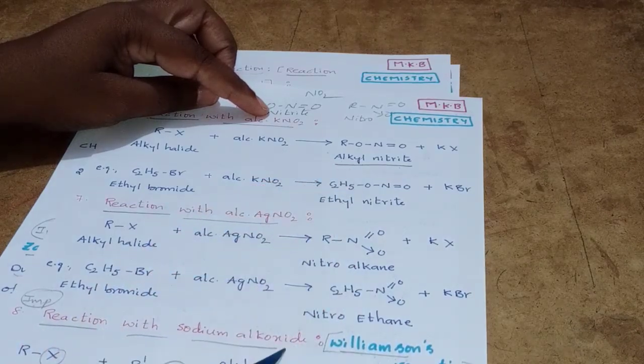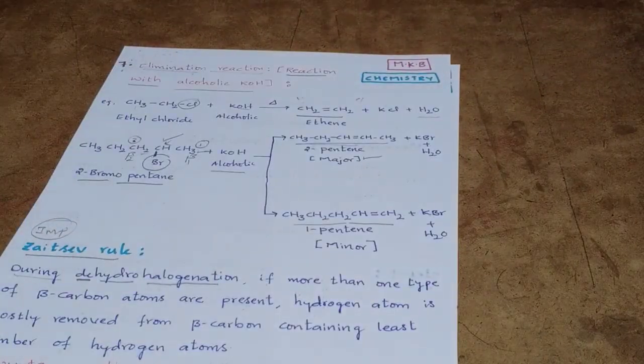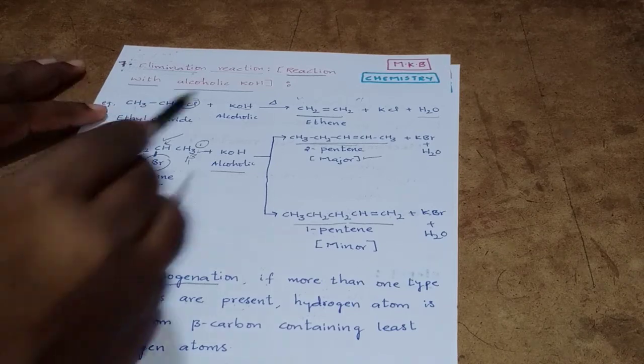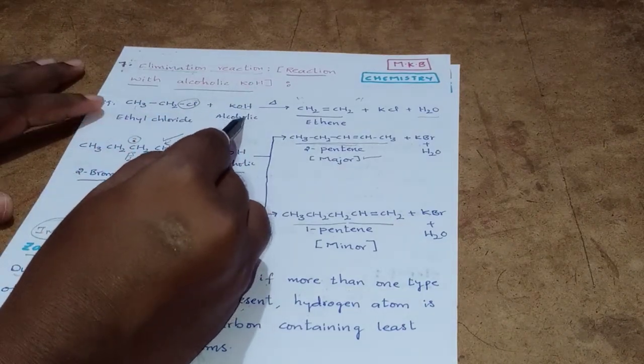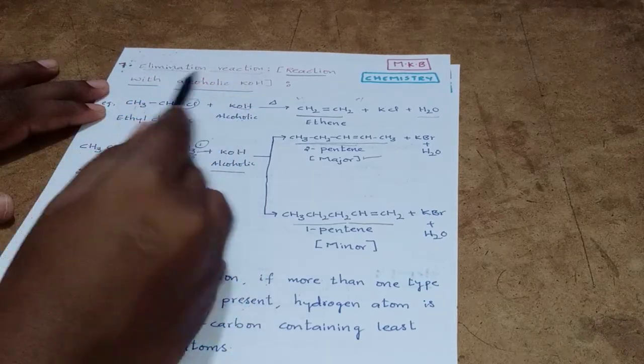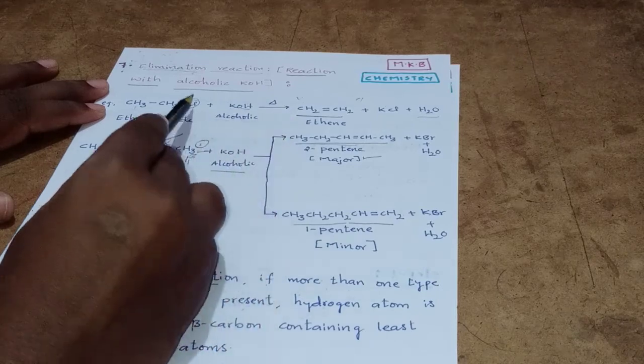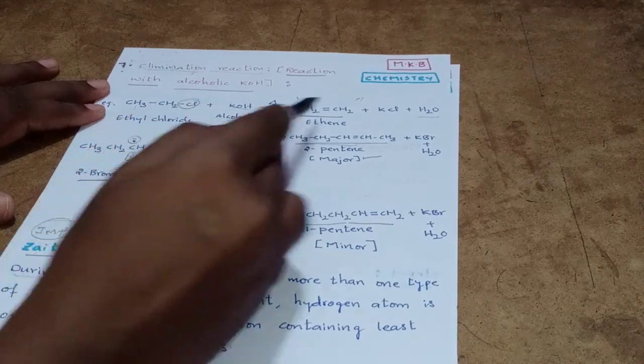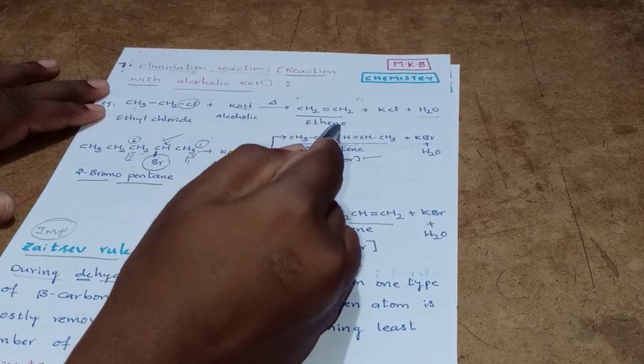With sodium alkoxide, the name of the reaction is Williamson's ether synthesis, or Williamson's reaction, where alkyl halide is treated with sodium alkoxide to give the ether. Then elimination reaction with alcoholic base. With alcoholic base, elimination takes place. With aqueous base, nucleophilic substitution takes place. So with alcoholic base, we'll usually get alkenes as the products.